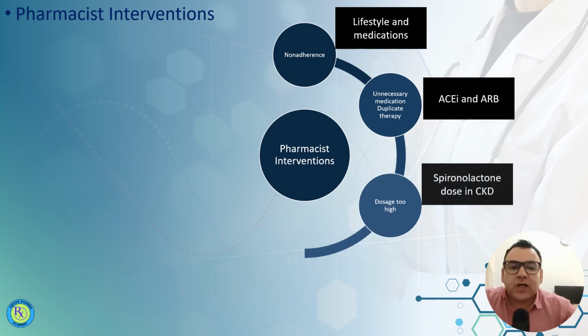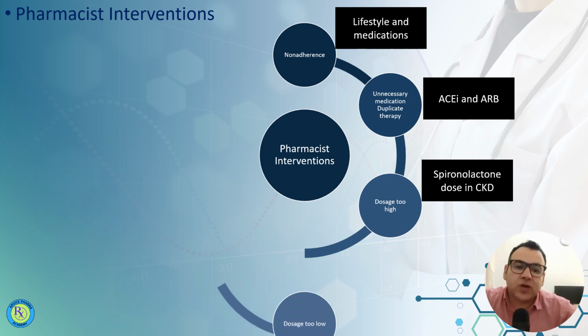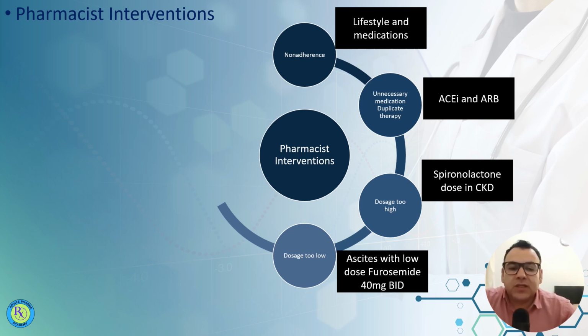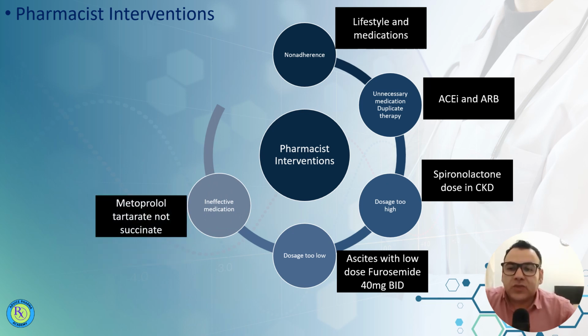Dose may be too high, like in the case of spironolactone in CKD, where the dose is not reduced to half. Dose prescribed may be too low, like a patient having ascites or fluid overload and still on a low dose of furosemide 40 mg BID, and we have an option to increase the dose up to 600 mg, so this is our intervention. Ineffective medication, like using metoprolol tartrate, not succinate, because the clinical trial proves the mortality benefit from succinate more than tartrate.